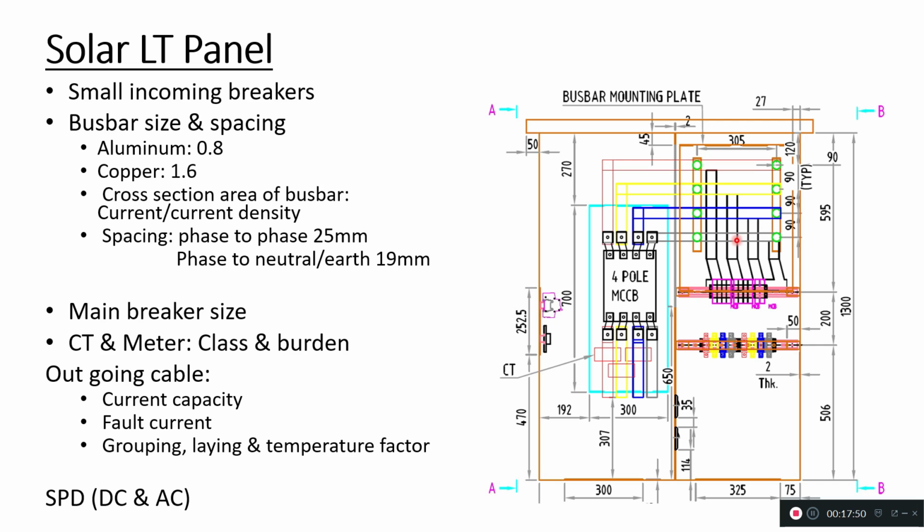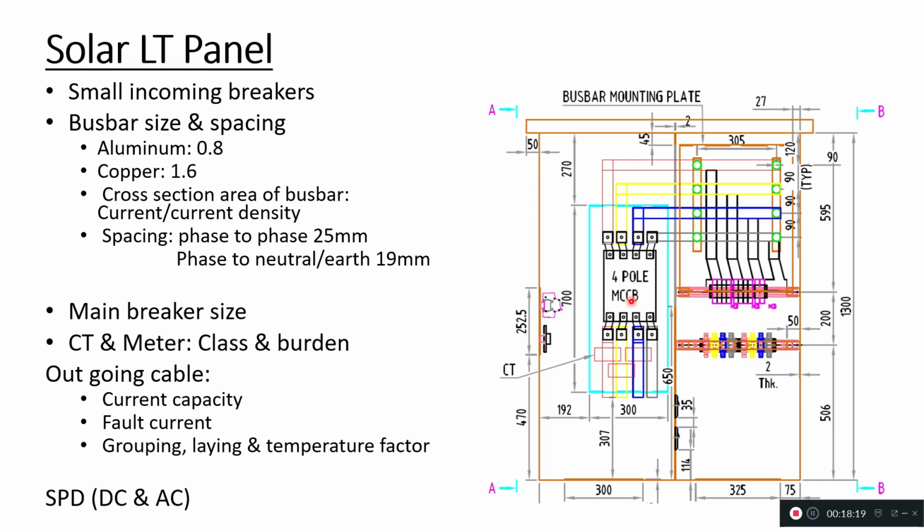So how will you calculate the size of the bus bar? The size of the bus bar will be different for different conductors. Mostly aluminum and copper are used. For calculating the cross sectional area of the bus bar, this is the formula: you need to divide the current by the current density. If you are considering aluminum, then you need to divide the current of your system by the current density.